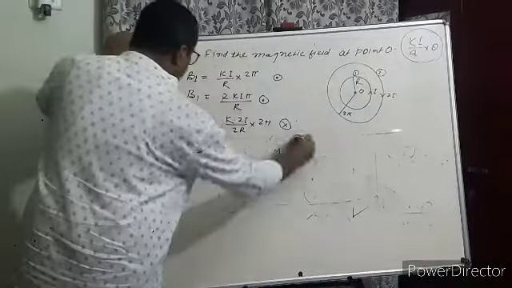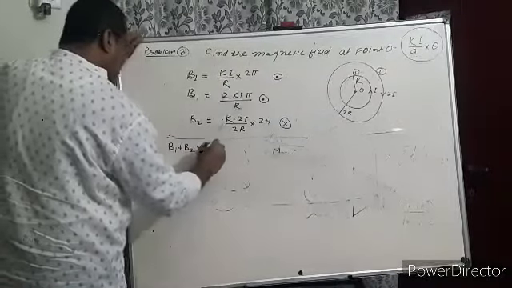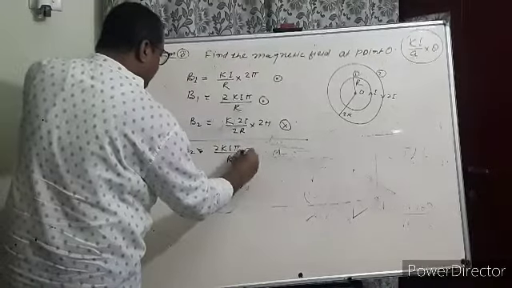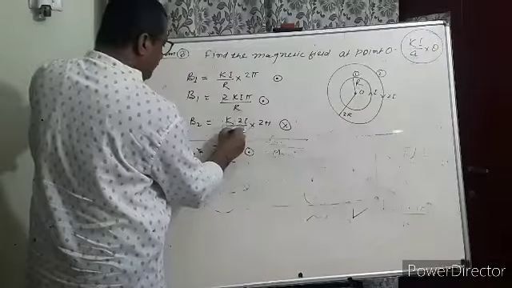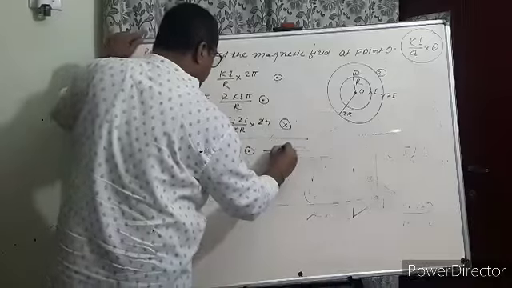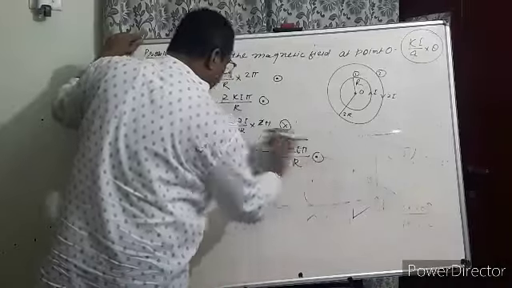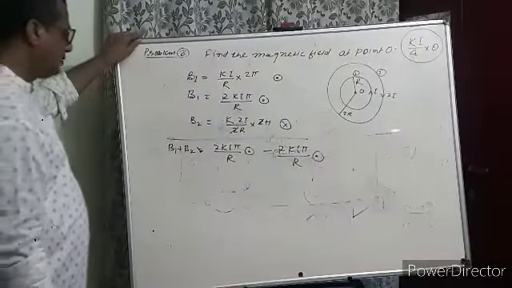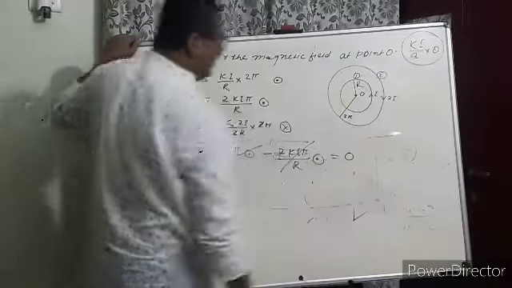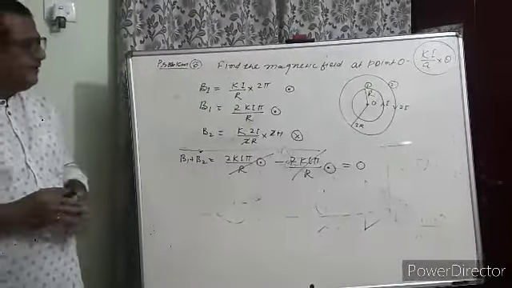Now we can add this one, B1 plus B2. K I 2 pi by R outward, then the 2 will be cancelled, K I 2 pi minus K I 2 pi by R, this will also be outward. I think that both are the same, so this will be cancelled and the magnetic field at the center will be equal to 0. So we have got the magnetic field at the center, and it is 0.